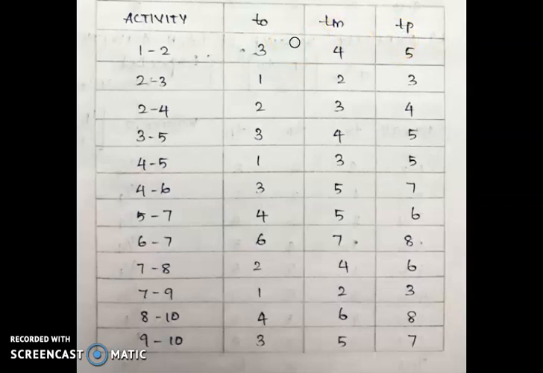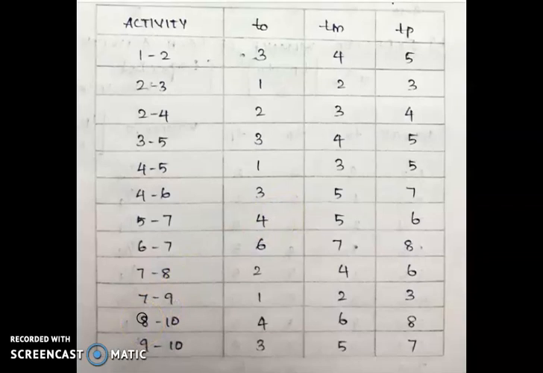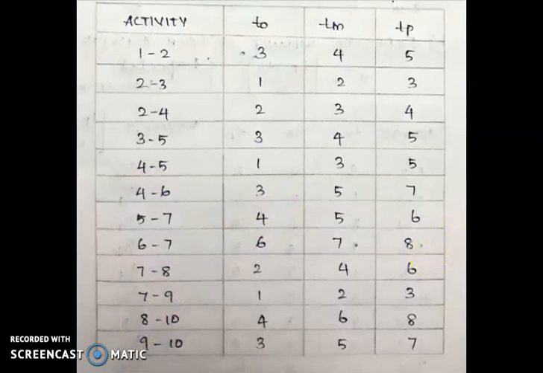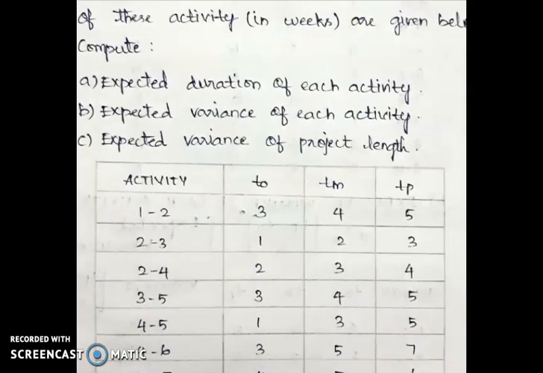We should find the activity duration with the help of this particular table. For activity 1 to 2, the TO value is 3, the TM value is 4, and the TP value is 5. Similarly, values are given for each of the other activities: 2 to 3, 2 to 4, 3 to 5, and so on. So these are all the values. We have to find the expected value, variance, mean and the project duration.